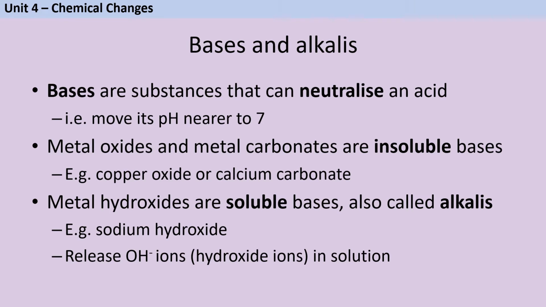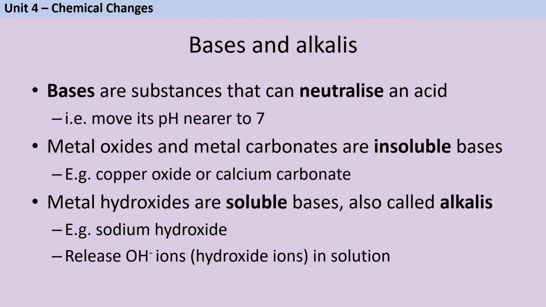You might have heard alkalis described as the opposite of acids, but if we're being really accurate, we should probably say that bases are the opposite of acids. So a base is any chemical that can neutralise an acid. That means stop it being acidic and move its pH nearer to 7, which is the neutral point.